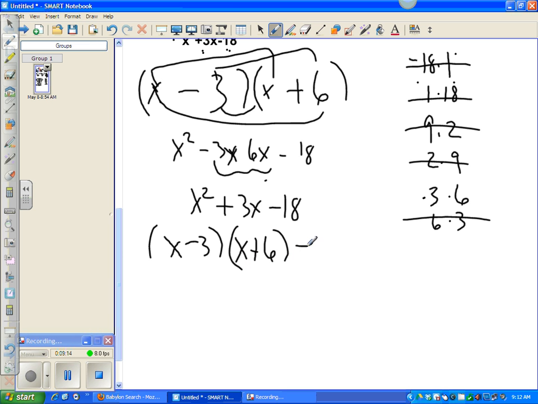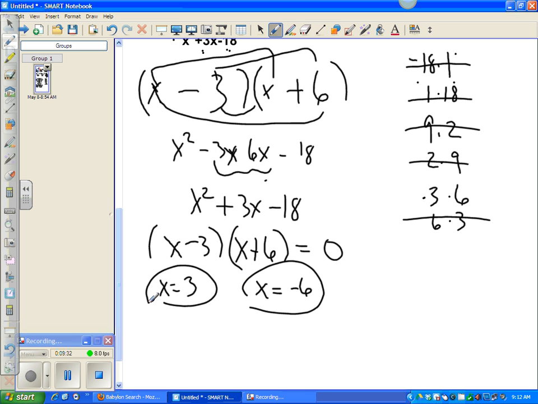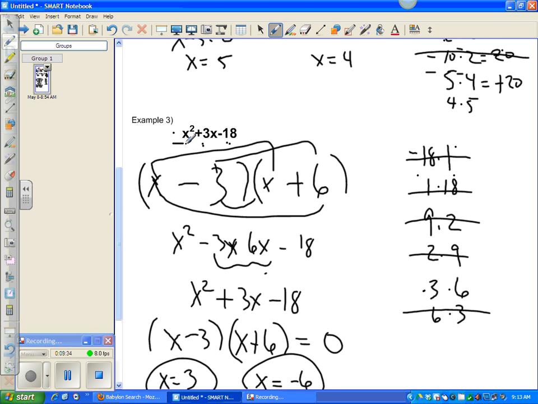And then if I set those equal to 0, the place where this parabola crosses x is equal to a positive 3, and x is equal to a negative 6. And those are the roots of this equation right here. Hope this helps out. It's a long video, but I hope you can challenge these problems in the book. Thank you very much.